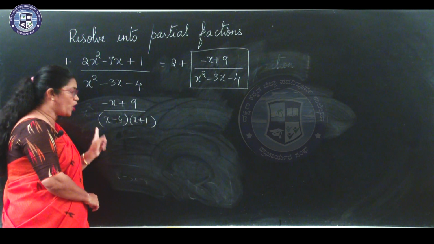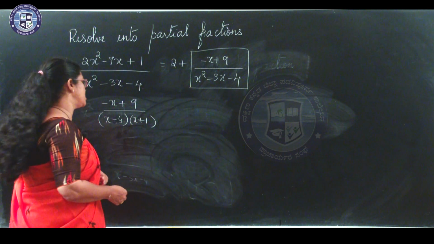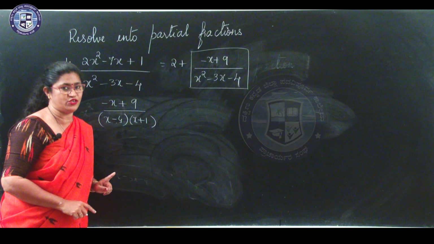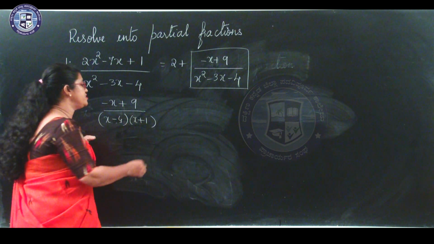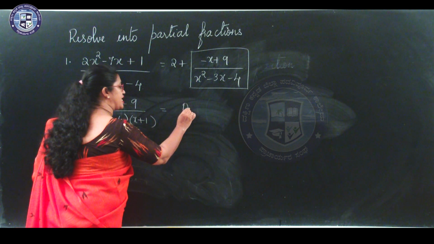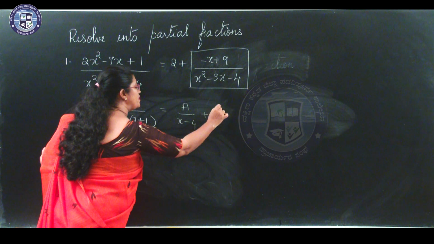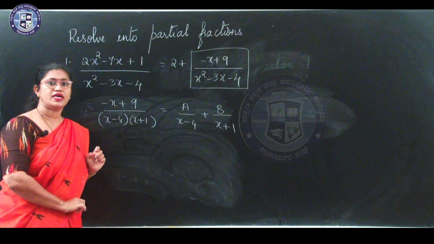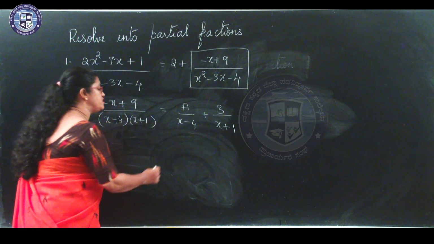So now this proper fraction we are going to resolve into partial fractions. So the method is, for every linear factor in the denominator, write a constant in the numerator. So this can be written as a by x minus 4 plus b by x plus 1. Take the LCM; the denominator should be the same as in the question.